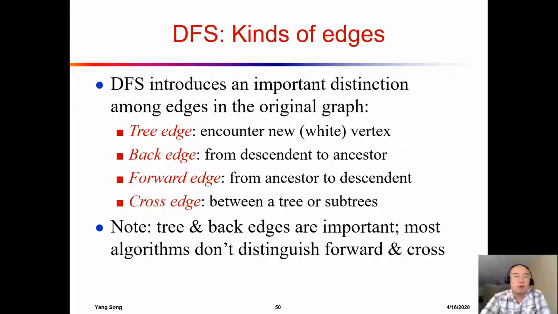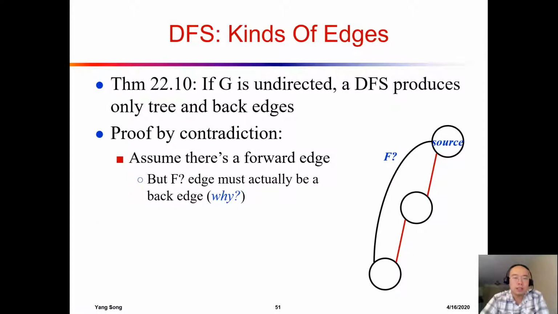Okay, so using the DFS, we can introduce the definition of the four different types of edges. Usually, for most algorithms, we will distinguish the tree edges and the back edges. But usually, people don't put a lot of emphasis on distinguishing the forward edges and the cross edges. And here is a theorem in our textbook, Theorem 20.10.